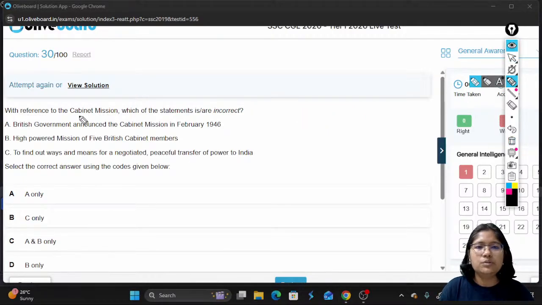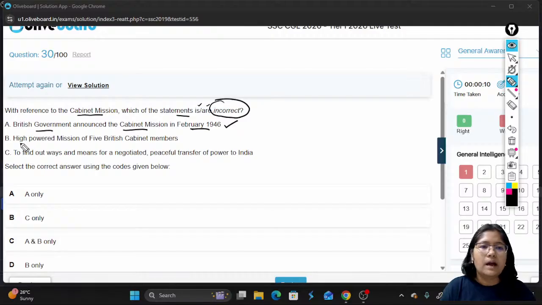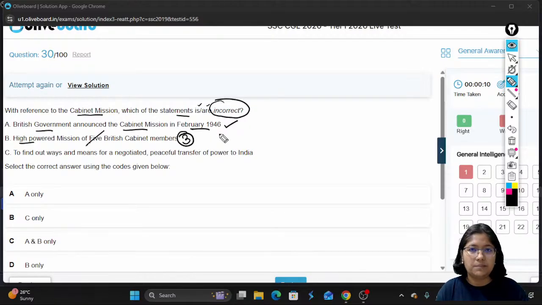With reference to the cabinet mission, which of the following statements are incorrect? We have to find the incorrect statement. The British government announced the cabinet mission in January 1946. So yes, we all know that cabinet mission 1946. High-powered mission of 5 British cabinet members. So it was not of 5 British cabinet members, it was of 3 British cabinet members.